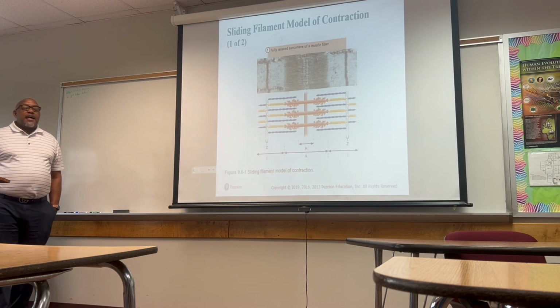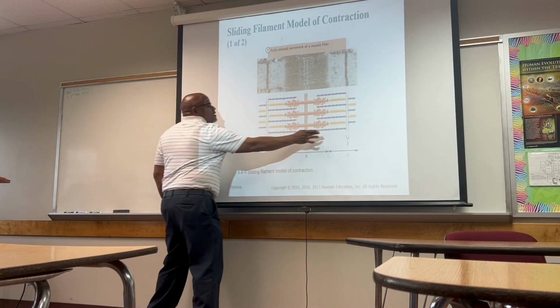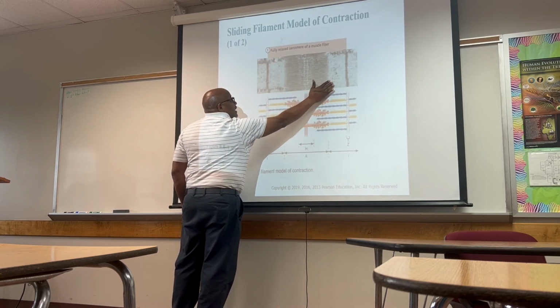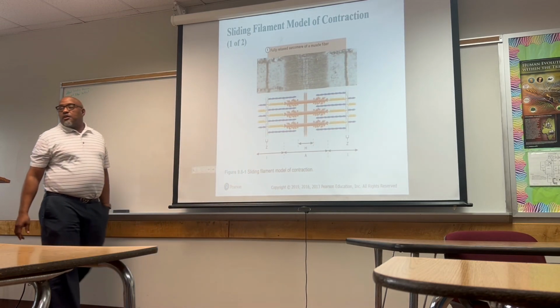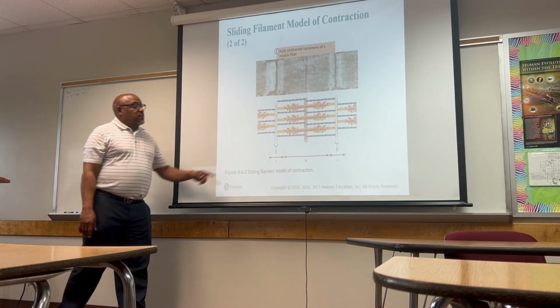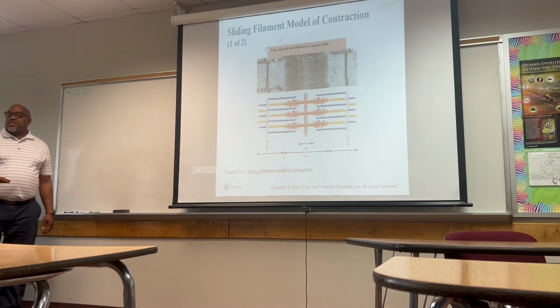This is a relaxed muscle. Notice the Z disc, thick and thin filaments, light band, dark band, light band. Here is a contracted muscle fiber. Now, notice the Z disc here, contracted. Back up, notice the Z disc there.